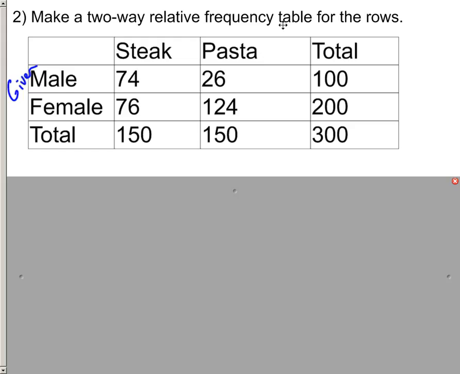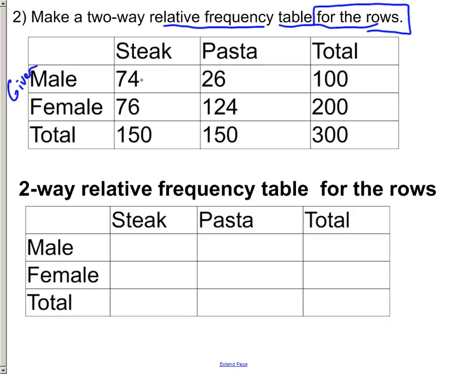But when it says make a relative frequency table for the rows, that's the only thing that's different on the question. We handle it a little bit differently. Basically, the rows run horizontal, and we take a look at the total for each row, and we divide it. So this 74 is going to be divided by 100. This 26 is going to be divided by its row's total, which is 100. And the 100 itself is still going to be divided by itself, 100.